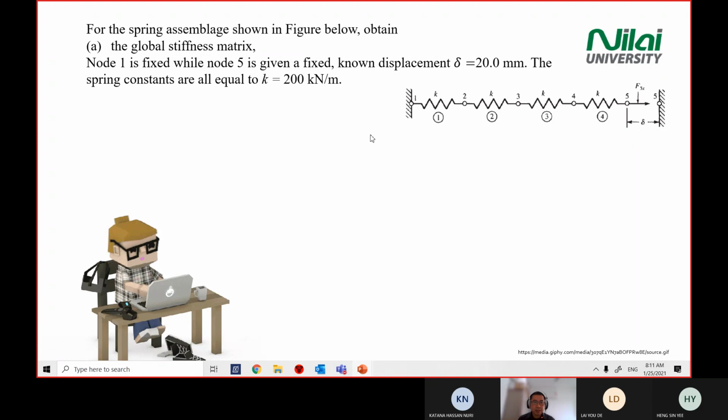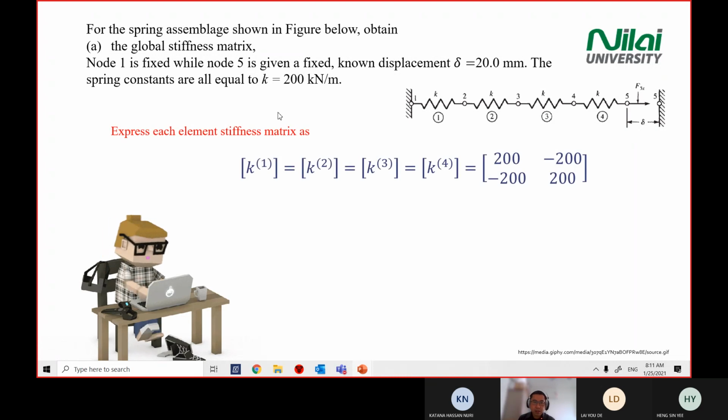So we express the stiffness matrix for each element 1, 2, 3, 4, which is the same: 200, minus 200, minus 200, and 200. If you don't understand this equation, go back to the previous slides where we derived the equation for an individual spring, a single element with two nodes. This equation is what we discussed in our early lecture.